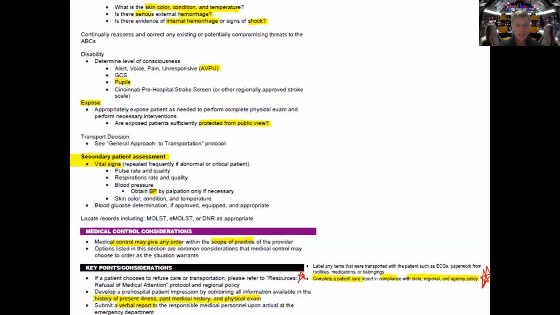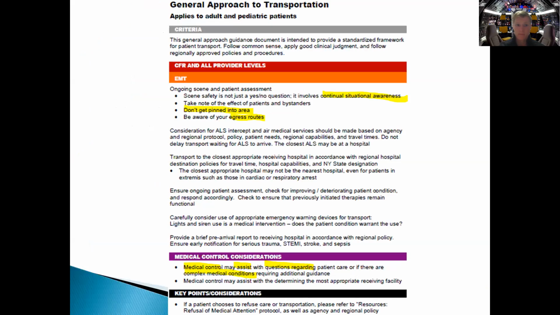Secondary assessment, we have vital signs. That's pulse, respirations, always rate and quality for those two, blood pressure, skin color, temperature, condition, and once we get our blood glucose monitor, we can use that. Contact medical control to give you any orders or anything within the scope of your practice that you're unsure of. Make a verbal report to the hospital and always complete a PCR.